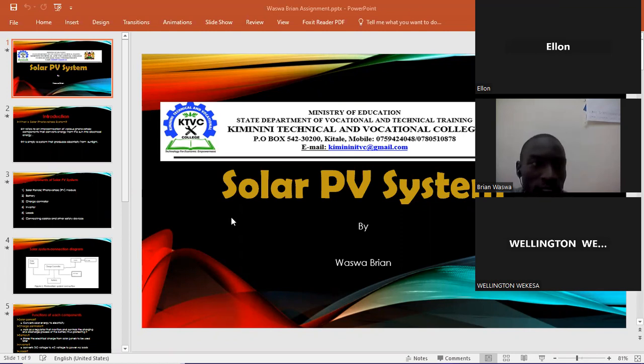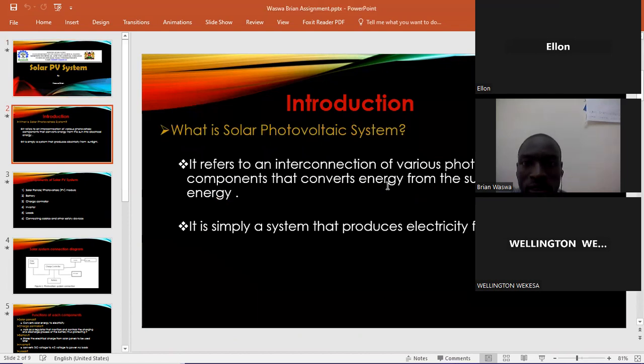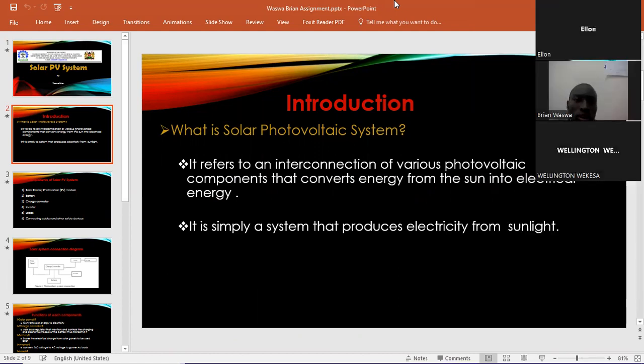We will start with the introduction. And in the introduction, we would like now to define what is a solar PV system. So it simply refers to an interconnection of various photovoltaic components, which converts the energy from the sun, that is sunlight, into electrical energy. So simply, it is a system that produces electricity from the sun.